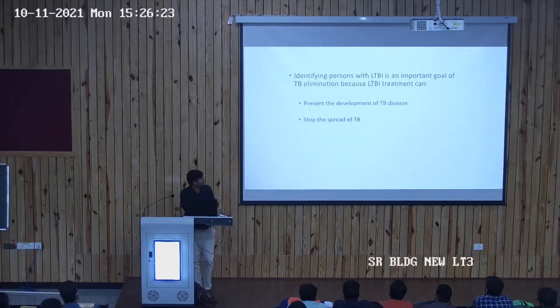Identifying persons with LTBI is an important goal for TB elimination because LTBI treatment can prevent the development of further disease, and it may help stop the spread of tuberculosis. Basically, LTBI is the problem due to which we cannot eliminate tuberculosis very easily, because the person is carrying the bacilli inside him, but it's not manifesting as disease. When it becomes evident, it takes some time to find the person and treat him, and by that time this patient has given the disease to other people.